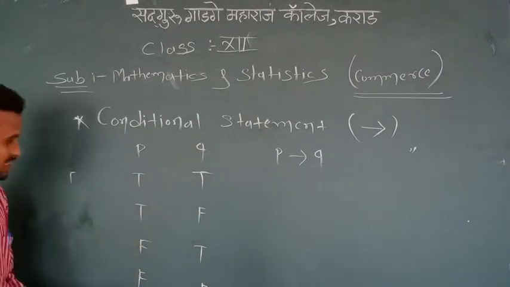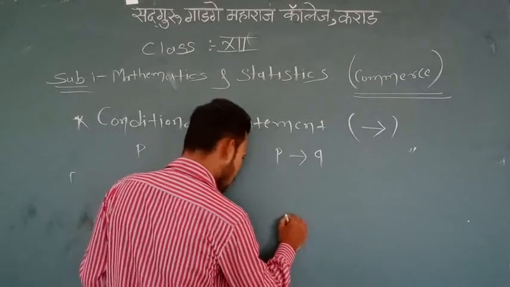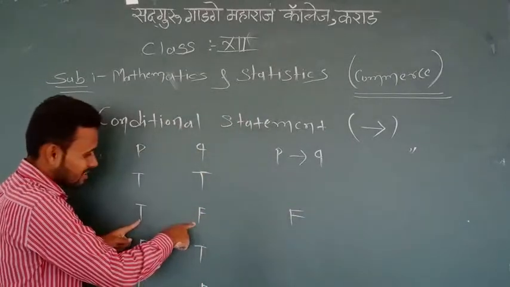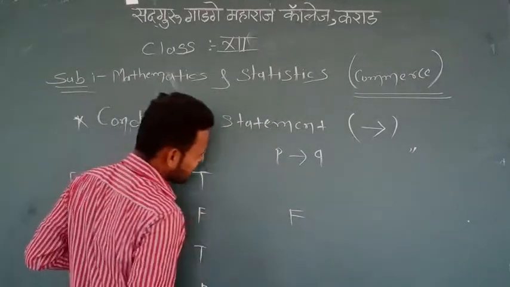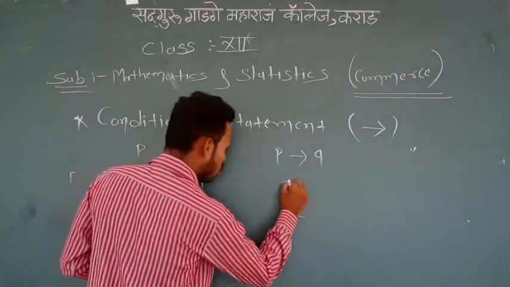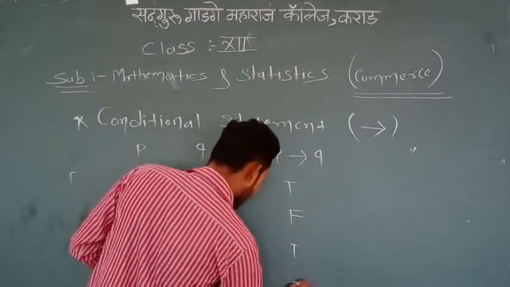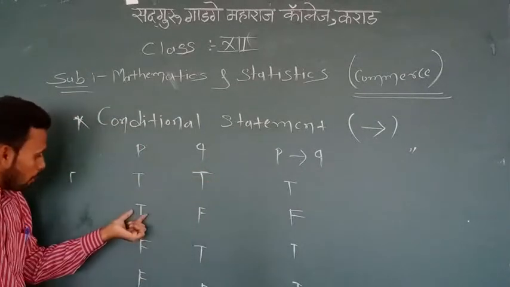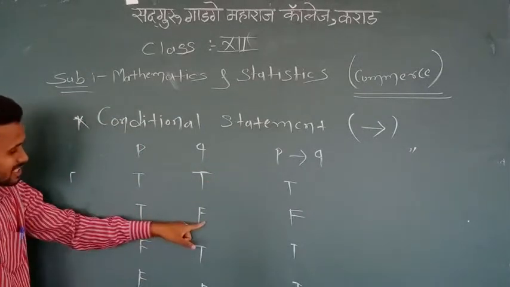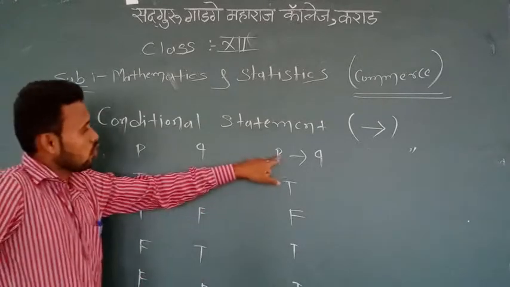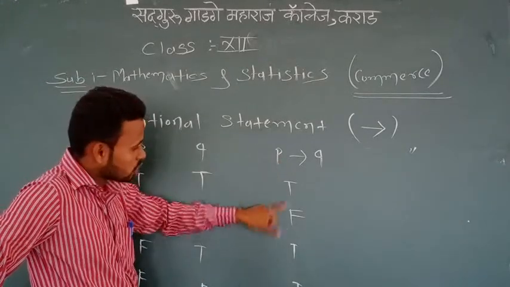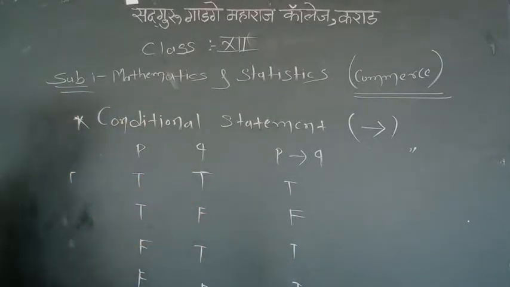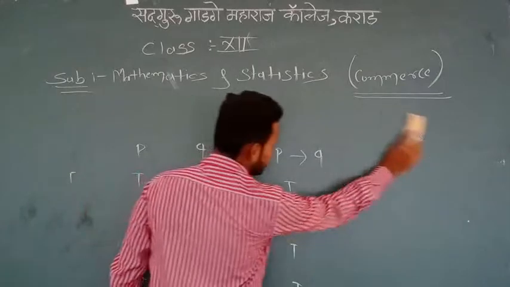Then the conditional statement is false when the first statement is true and the second is false; only then is the conditional statement false, otherwise it is true. In a conditional statement, if the first statement is true and the second statement is false, then only the conditional statement is false, otherwise it is true.